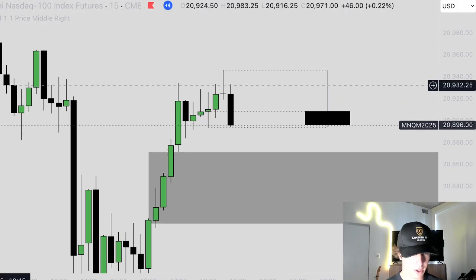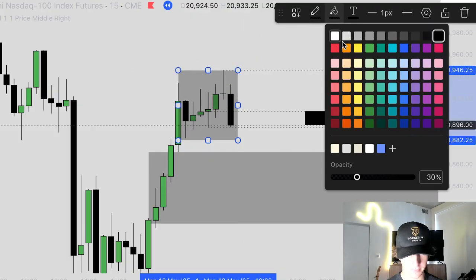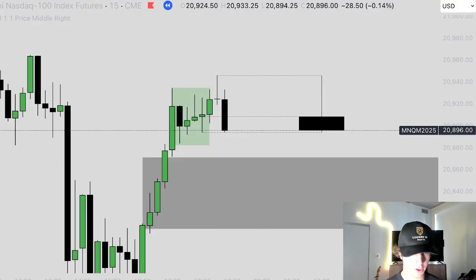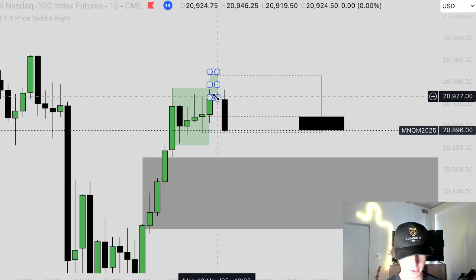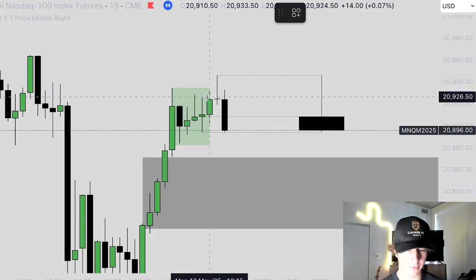Now, what have we already started to do? We have already started to accumulate. A good amount of people would be like, oh, well, we accumulated and then we manipulated right here, so wouldn't we be wanting to go short off this play? No, because you're going against your higher time frame narrative.